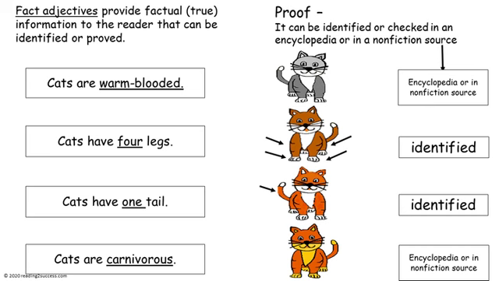So now let's look at each one. Cats are warm-blooded. This is a fact that has been proven and it can be verified in an encyclopedia or a nonfiction source. Cats have 4 legs is a fact and it can easily be identified by seeing many different types of cats. Also, cats have 1 tail, can be identified. The last one, cats are carnivorous, is a fact that can be checked in an encyclopedia or in a nonfiction source.